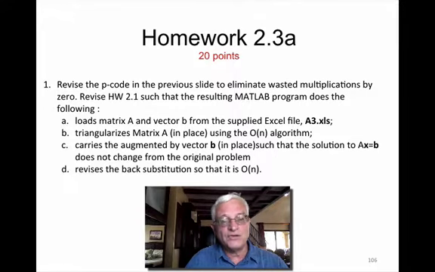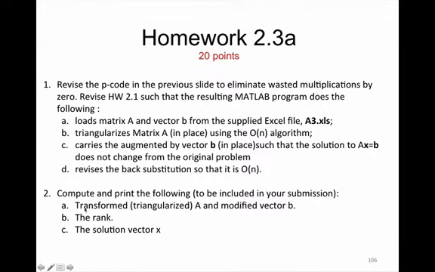Now the way you're going to do that is to use homework 2.1 as a base. Homework 2.1 is clearly order of n cubed on its diagonalization, and its back substitution is order of n squared. So we'll need to improve that. Okay, after you're done improving that, then you're going to compute and print our normal matrices and vectors of interest: the A matrix, the B vector, and also our solution vector x, as well as the rank. And you'll print that out in your submissions.